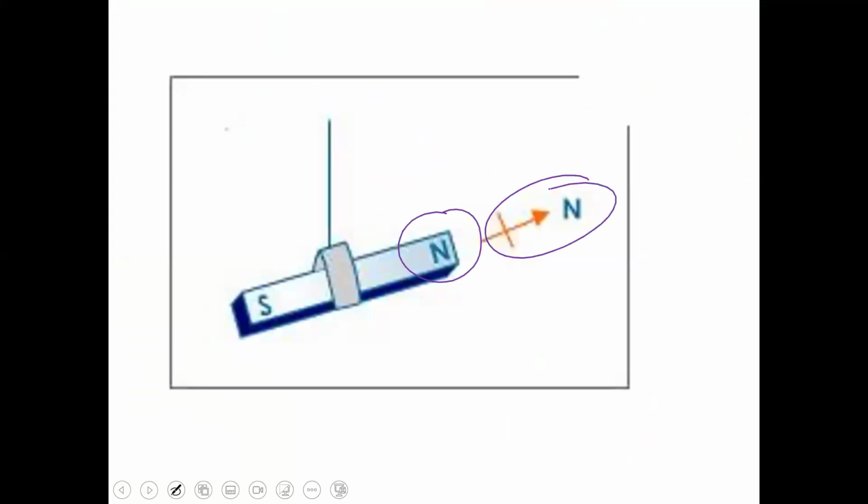The end which is pointing towards the north of the earth, they called it north. Otherwise, by rule, it should be south, because north and south attract, north and north repel. But they put it there. North is facing north. This was a convention. This is how the polarity of a magnet started.